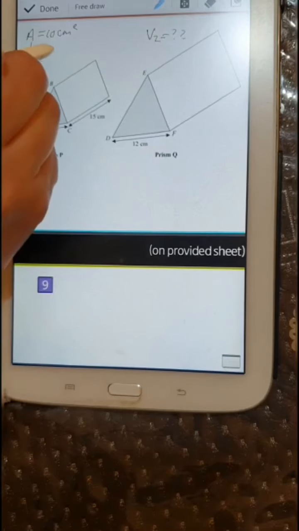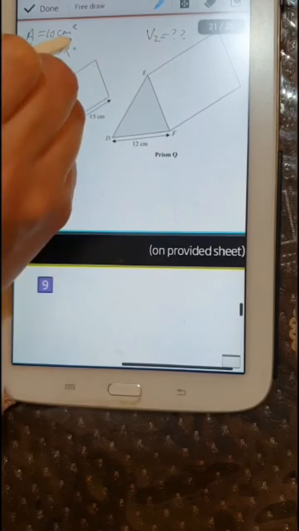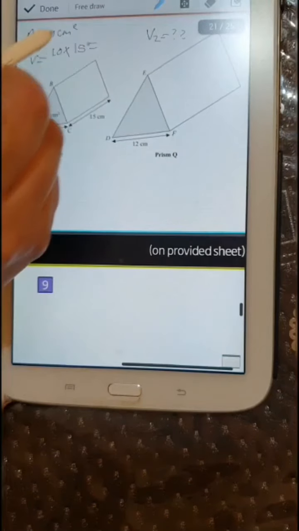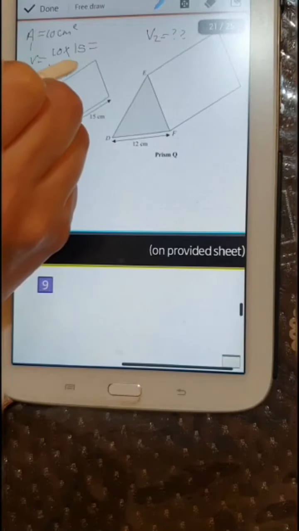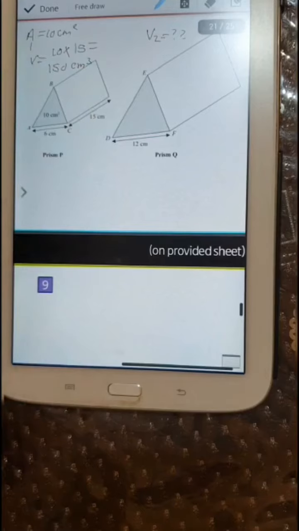So the volume, I'm gonna say now, is 10 multiplied by the length, which is 15, sorry, it's equal to 150 centimeters cubed. So I got now the volume of the first shape.